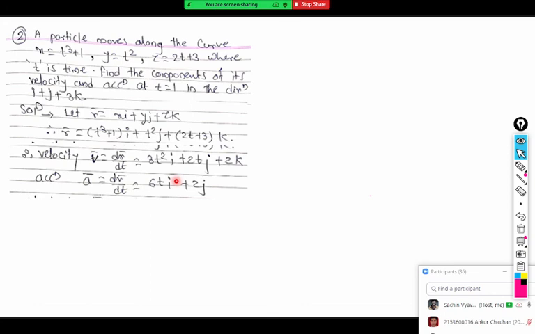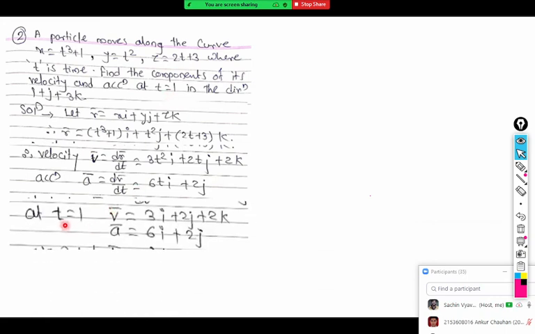Next step: the value of t will be substituted. Our aim is to get the velocity and acceleration at a particular instant, t equal to 1. So let me replace t by 1. At t equal to 1, it becomes 3i plus 2j plus 2k, and here it is 6i plus 2j. So these are the velocity and acceleration at t equal to 1.